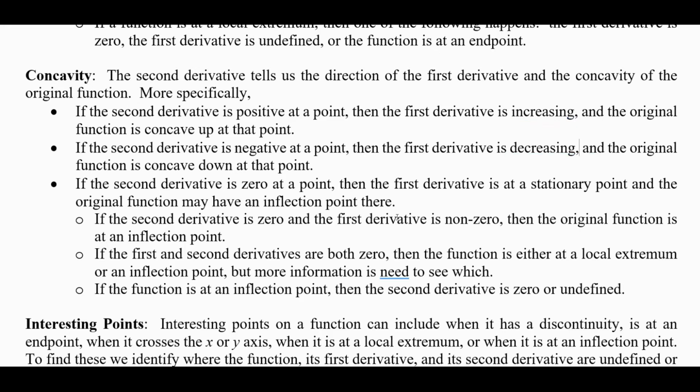If the second derivative is 0 at a point, then the first derivative is at a stationary point and the original function may have an inflection point there. If the second derivative is 0 and the first derivative is non-zero, then the original function is definitely at an inflection point. If the first and second derivatives are both 0, once again, the function is either a local extremum or an inflection point, but more information is needed to see which one. If the function is at an inflection point, then the second derivative is either 0 or undefined.